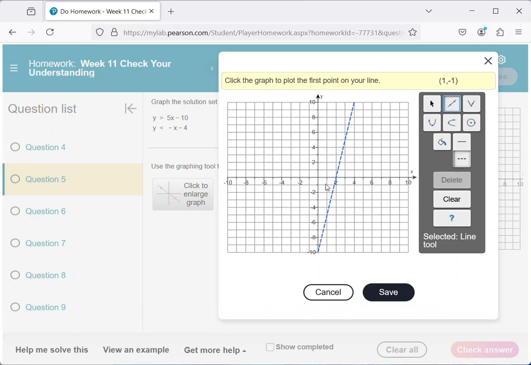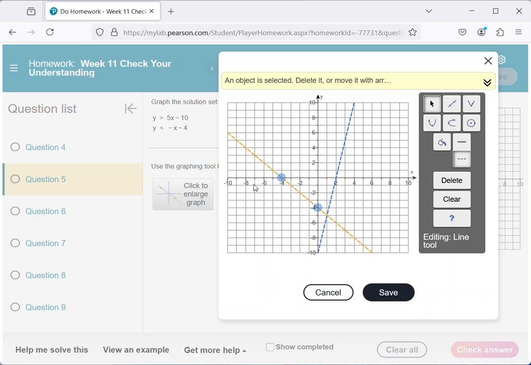This is also going to be a dotted line. And we're at negative 4, 0, and 0, negative 4. Again, watch that upper right corner to make sure that I'm plotting things where I want to be plotting them. And so there's my second line.